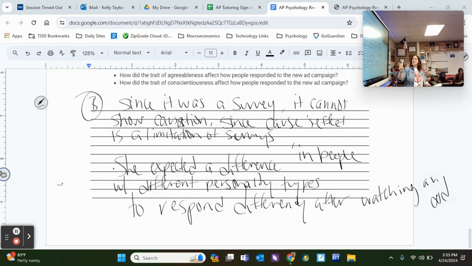Okay. She expected a difference in people with different personality types. Did I say the word different too many times? I think I paused and changed mine three times. Yeah, I did. Okay. She expected there to be a difference in how people with different personality traits would respond to the ad. Yeah, I did need this part. Okay, good. All right, and last but not least, part C.